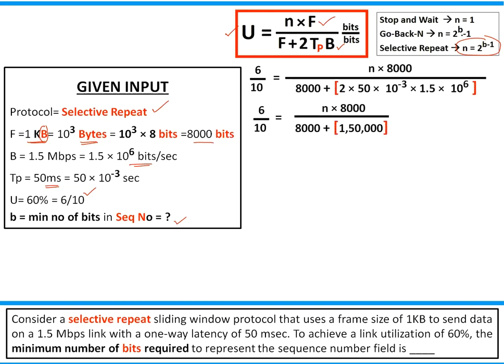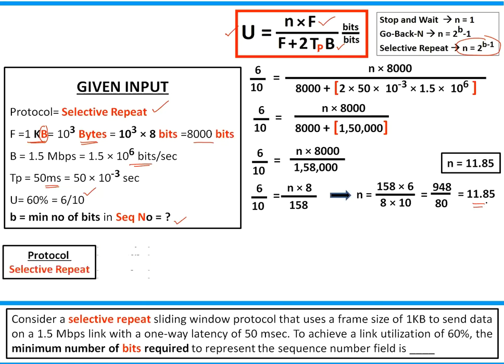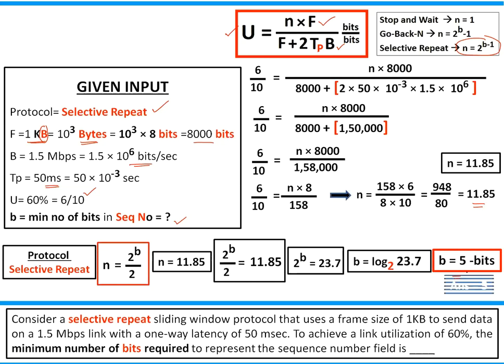Still simplify. N is equal to 11.85. But I don't want n, I want b. 2 power b by 2, n is equal to 11.85. That is b is 4.something, that is 5 bits, guys. So answer will be 5 bits, guys. So only thing is you have to collect the data, identify the formula, and solve it in a proper way. Fine.